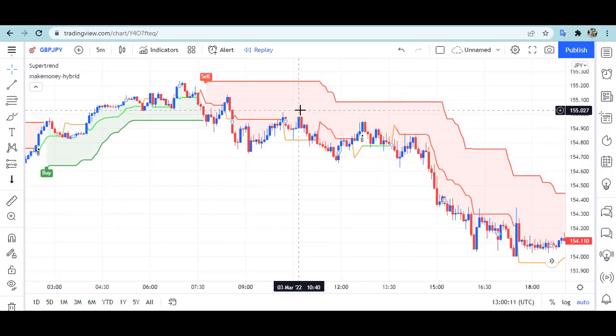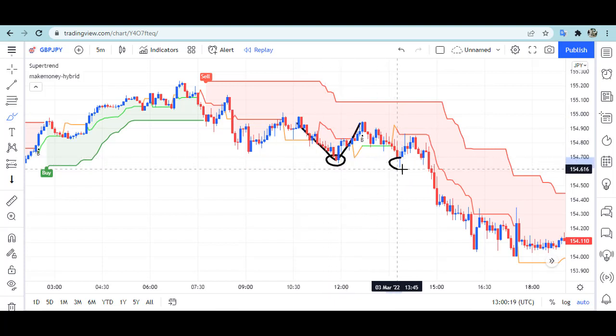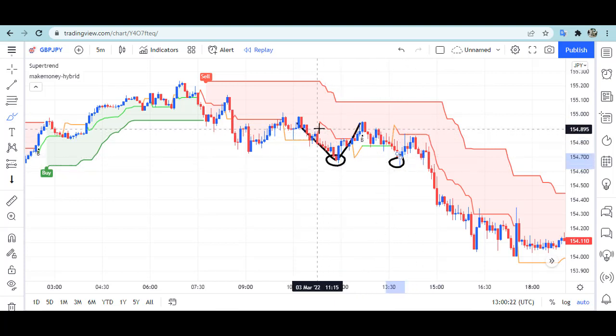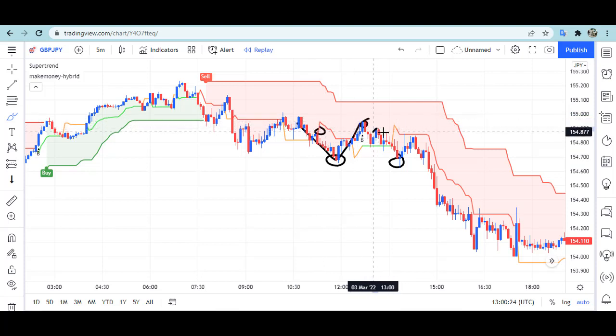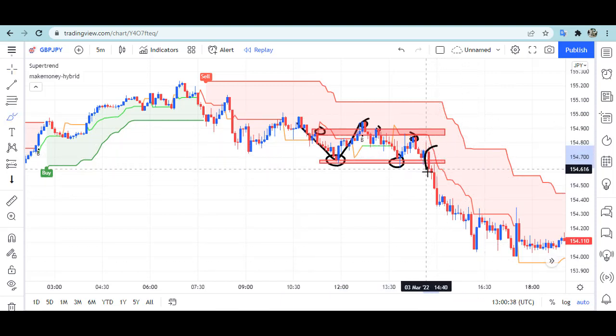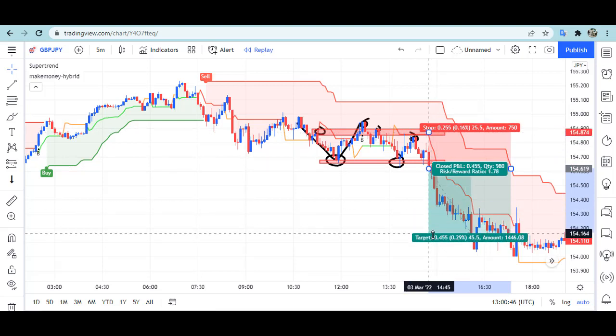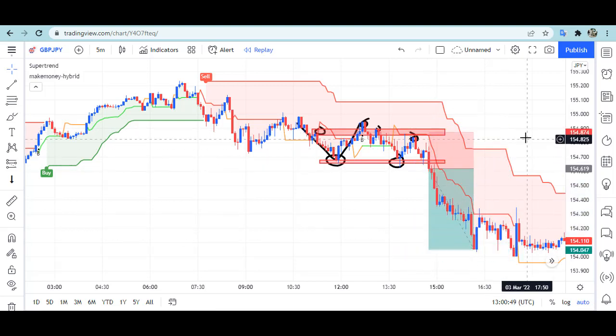So here I have another sell signal. And you can see here 2 swing lows and 4 swing highs. There is a trading range. Okay, this is the breakout bar. Sell, stop loss above here, risk and reward at least 1-to-1.